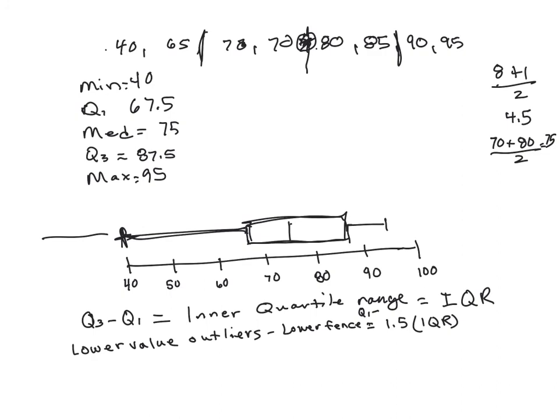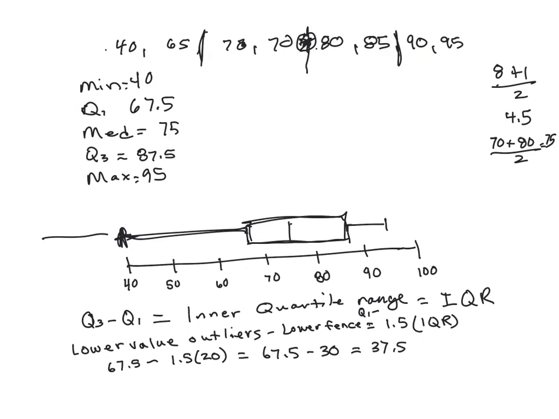So let's actually calculate and see if we have any outliers. Q1 is 67.5 minus 1.5 times my interquartile range, we said that was 20. So 67.5 minus 30 gives me 37.5. So anything lower than 37.5 would be an outlier. We don't have anything lower. We have 40, which is close, but it's not quite an outlier.